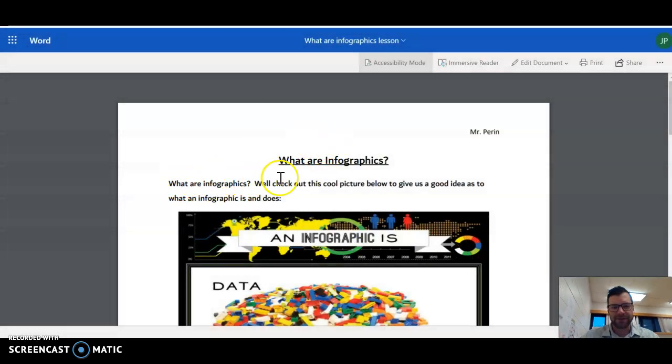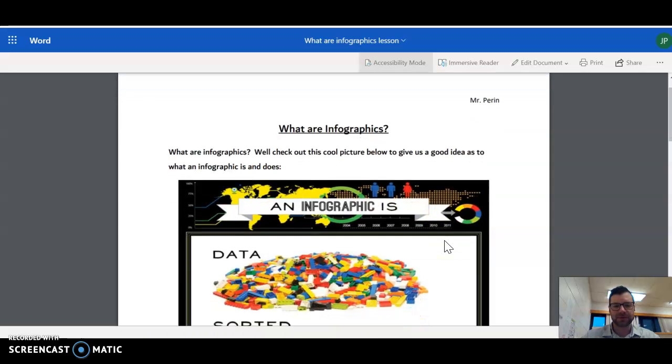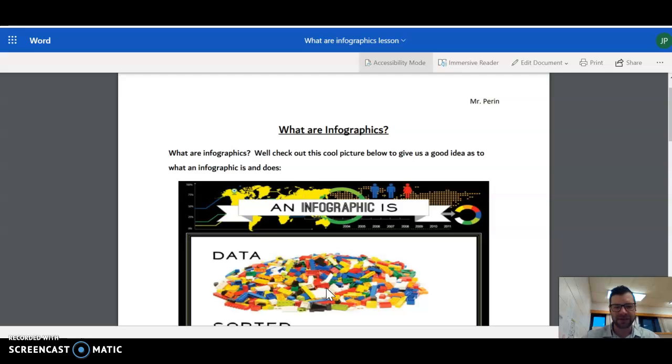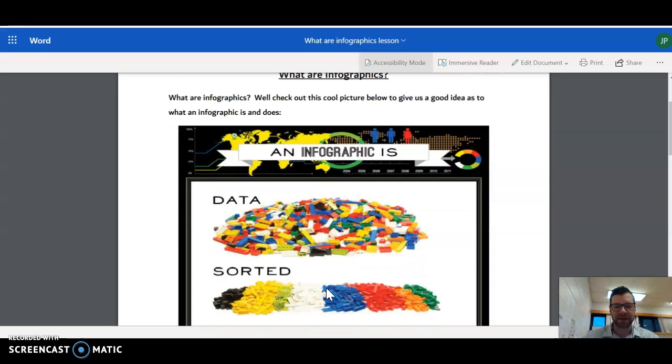What are infographics? Well, check out this cool picture below to give us an idea as to what an infographic is and does. So, an infographic is data. I'm sure you recognize this or have stepped on it or have played with this in your lifetime. This is Lego. So you can see it's a jumbled pile of all the different colors of Lego. So an infographic is the data, where the data here is represented by Lego.